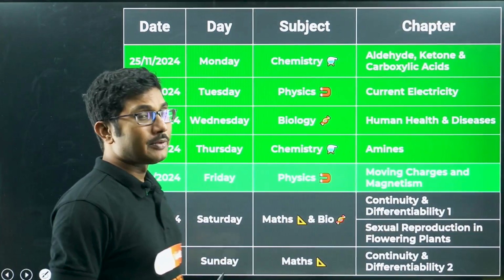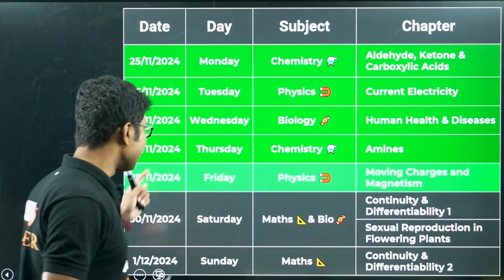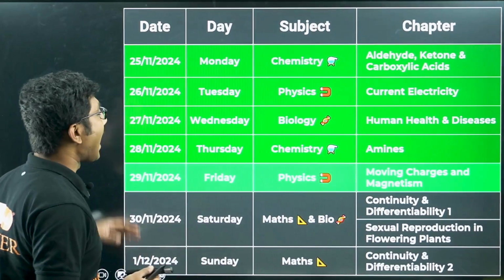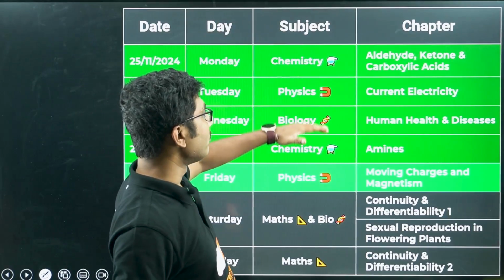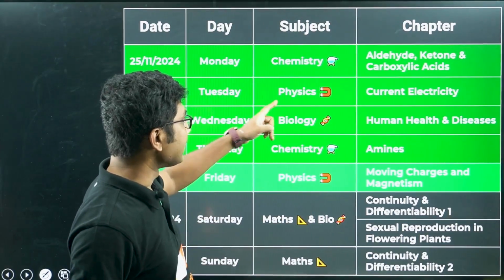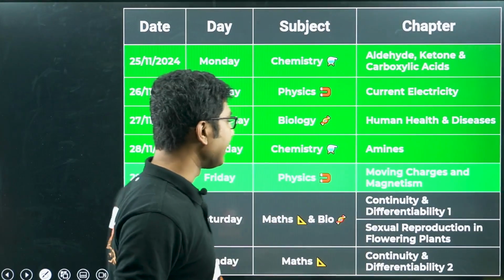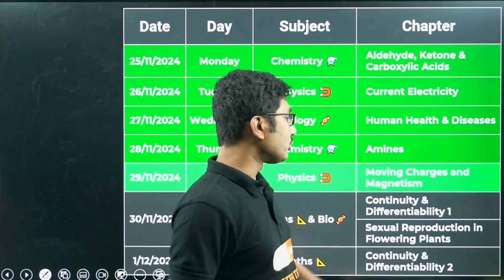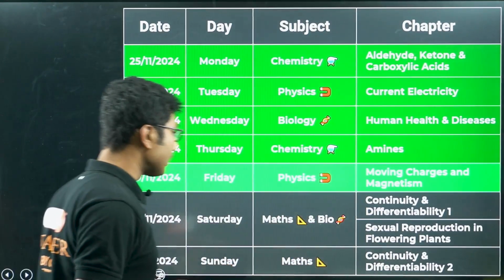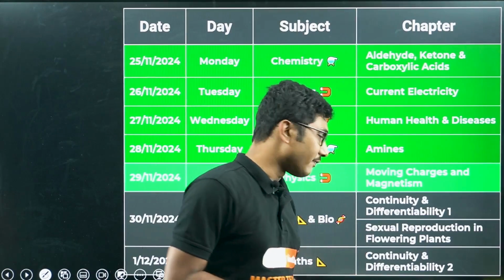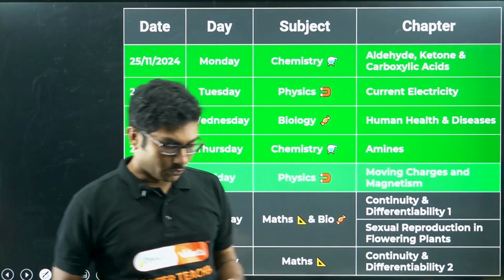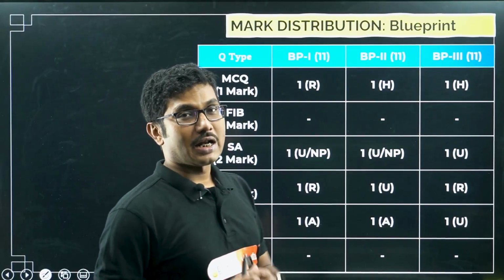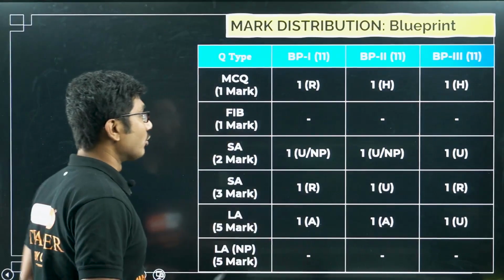Now come to today's topic. Today is Friday, so physics, moving charges and magnetism is going to come, and as you know, all the chapters before are already completed. Tomorrow, Saturday, will be continuity and differentiability part 1, and sexual reproduction in flowering plants, that will be the biology chapter, and then in maths, continuity and differentiability part 2 will be there. So without any delay, let's look into the 3 blueprints that we have received from your PU board.